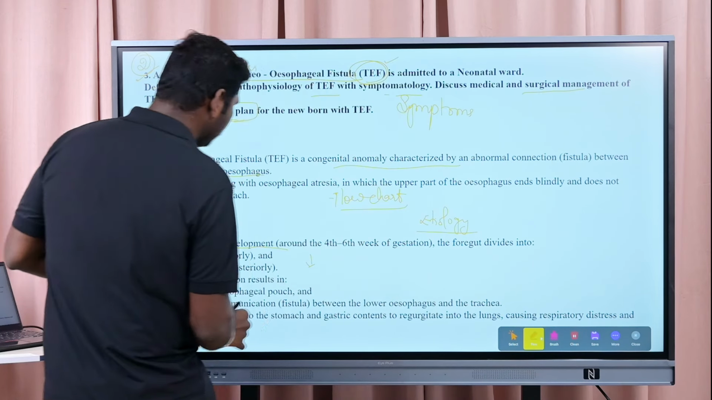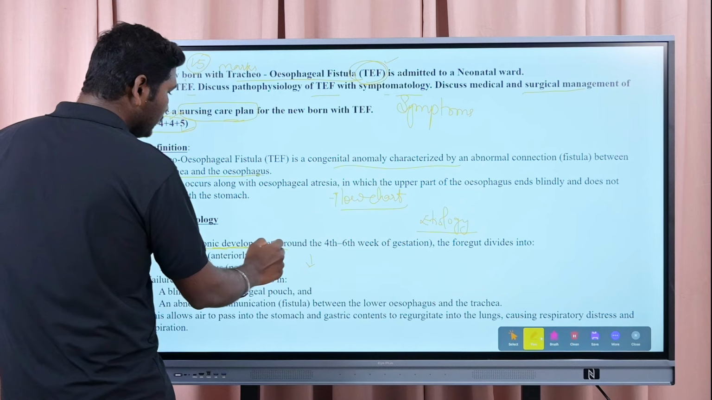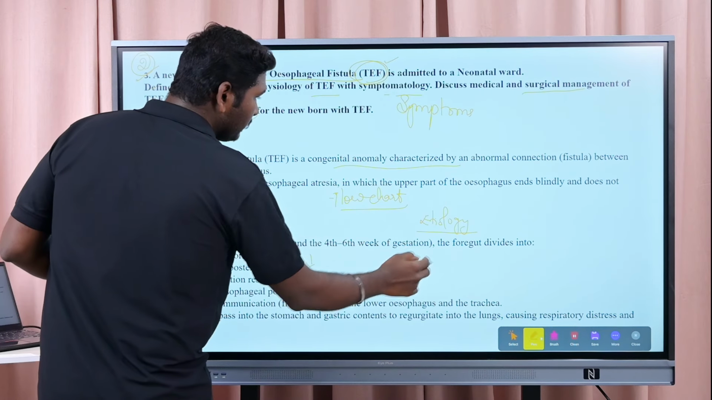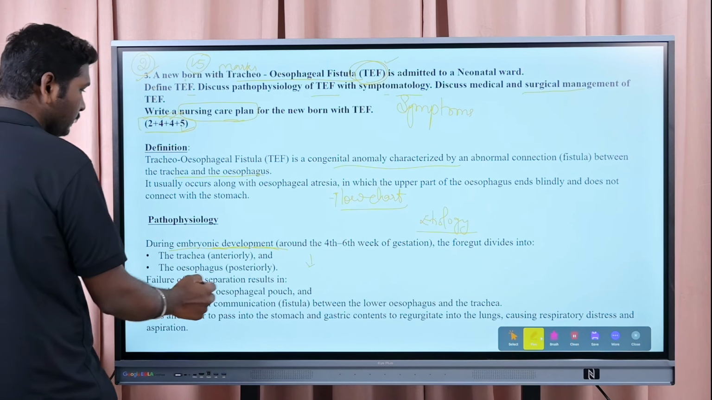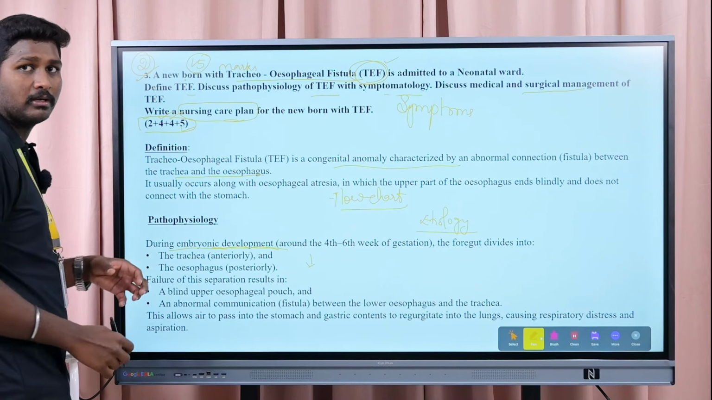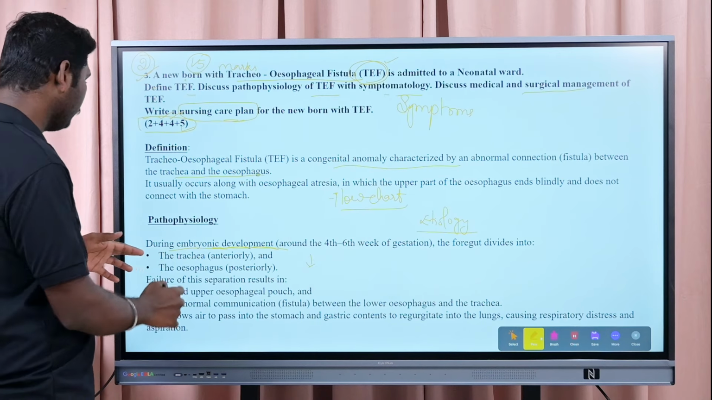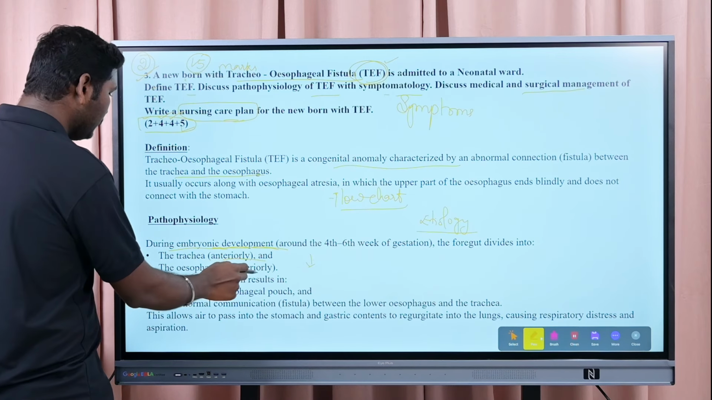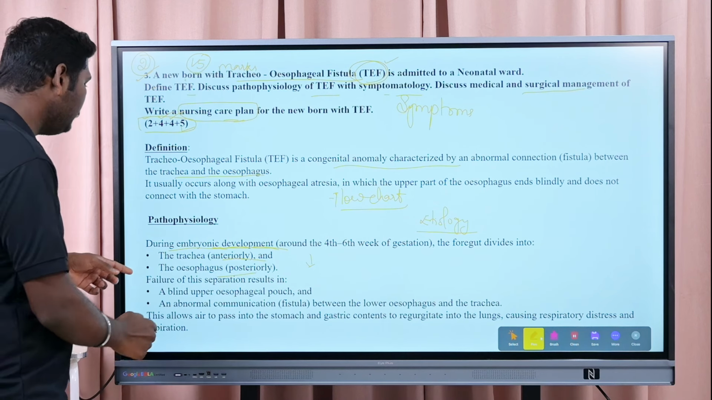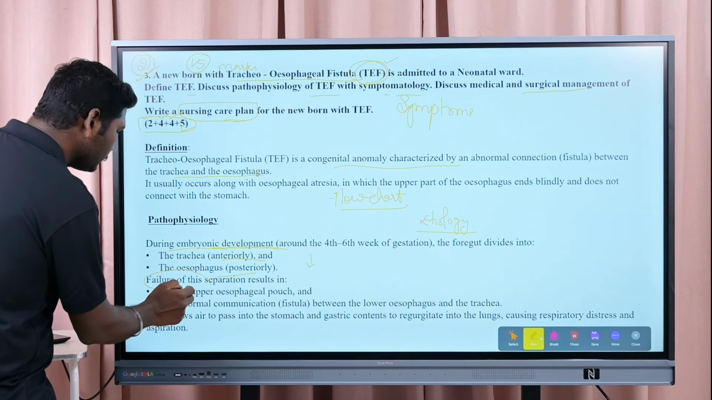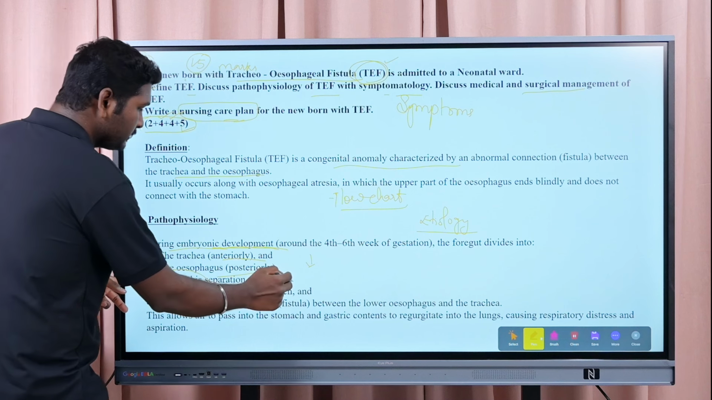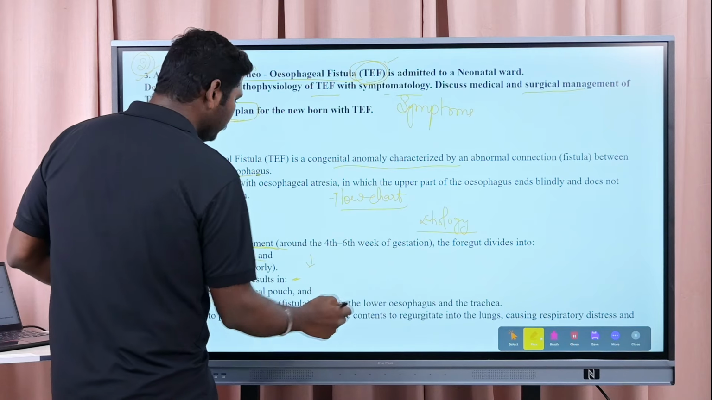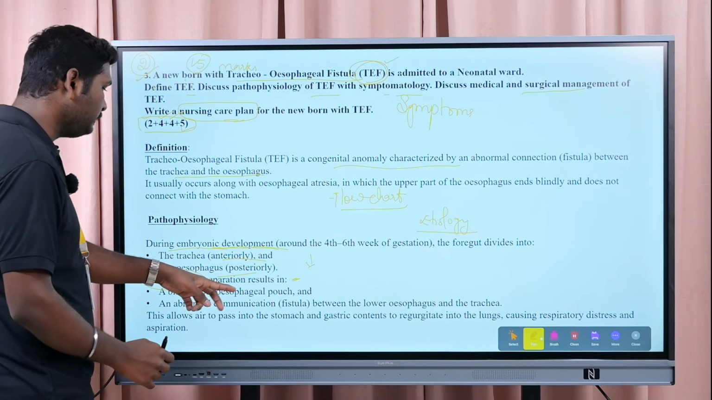So here, what is the etiology or the cause? In the embryonic development, around the 4th to 6th week of gestation, the foregut divides into, since it is congenital, the etiology will be congenital only. What are those? The trachea anteriorly and the esophagus posteriorly, and there will be a failure. So this will be the cause. This is the exact cause where you can write the first point, that is failure of separation.